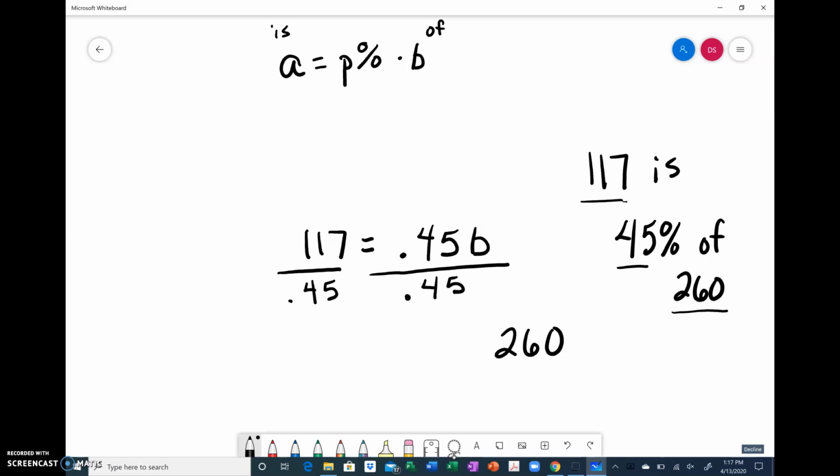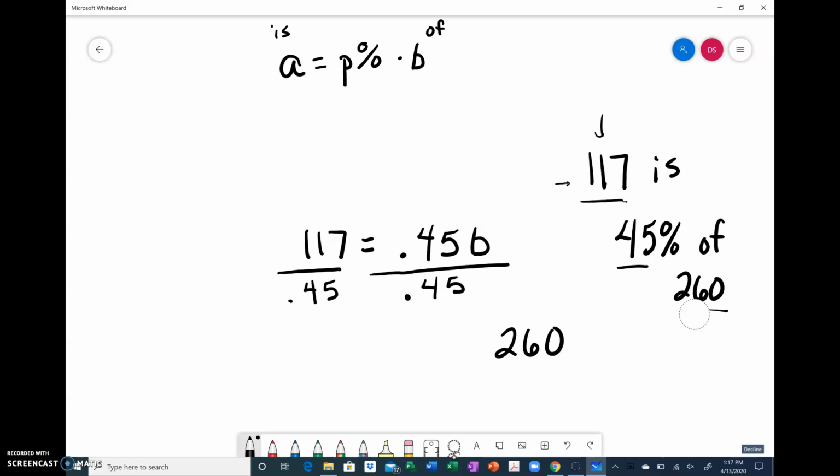Well, there's a way to check this one. 45 is really close to 50. Is 117 about half of 260? Hopefully you can see that half of 260 would be 130, and I'm just shy of that. I'm only 13 away from 130. So I'm going to say yes, that makes sense.